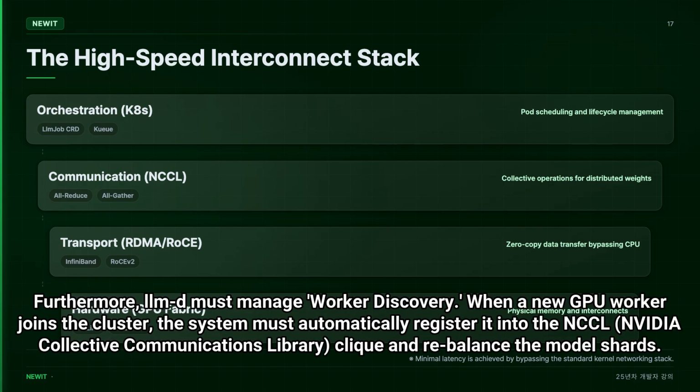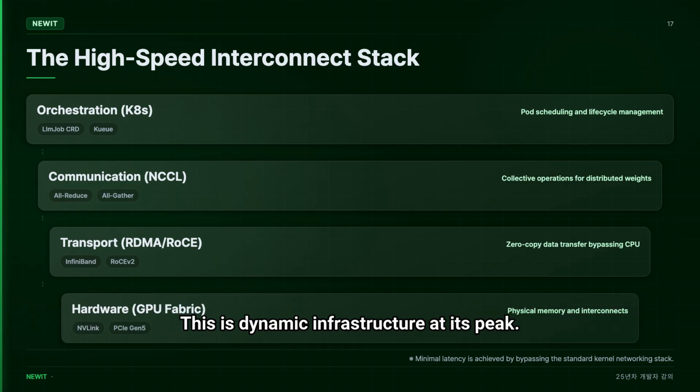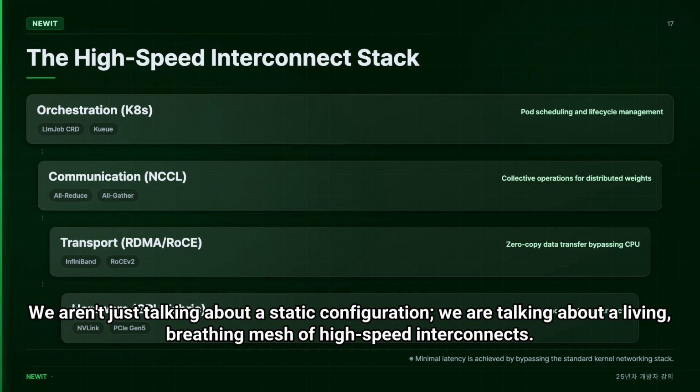Furthermore, llm-d must manage worker discovery. When a new GPU worker joins the cluster, the system must automatically register it into the NCCL, NVIDIA Collective Communications Library, clique and rebalance the model shards. This is dynamic infrastructure at its peak. We aren't just talking about a static configuration, we are talking about a living, breathing mesh of high-speed interconnects.